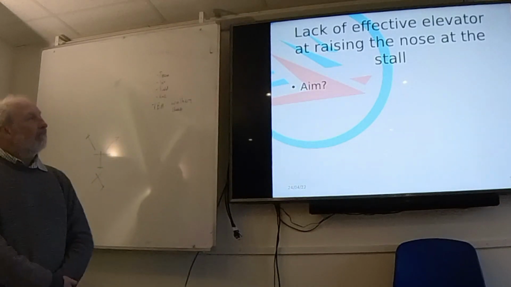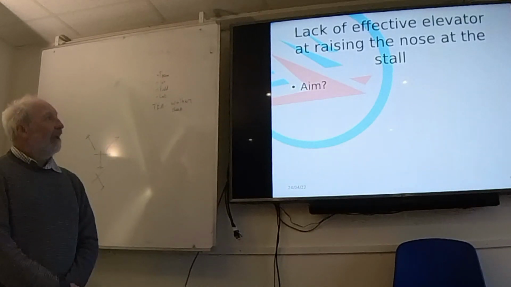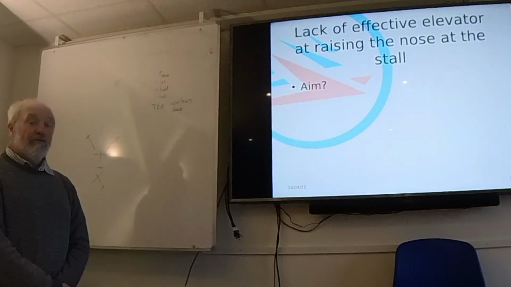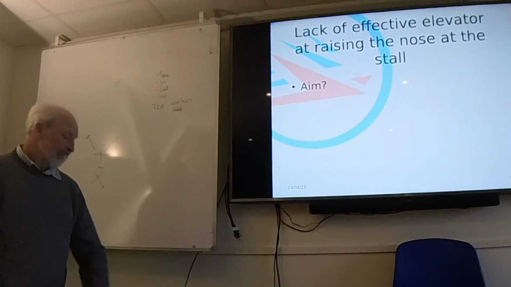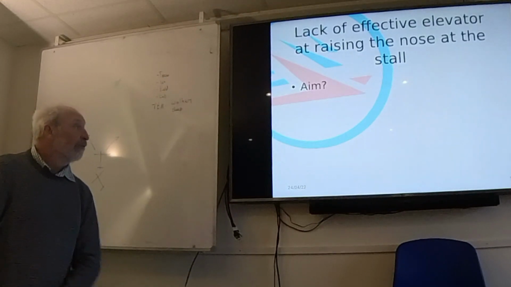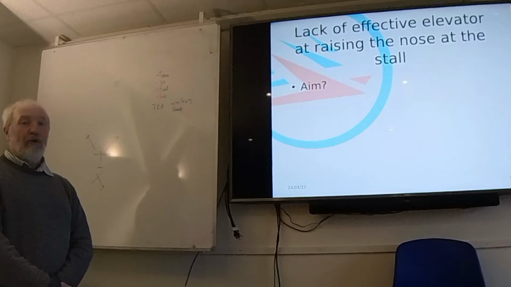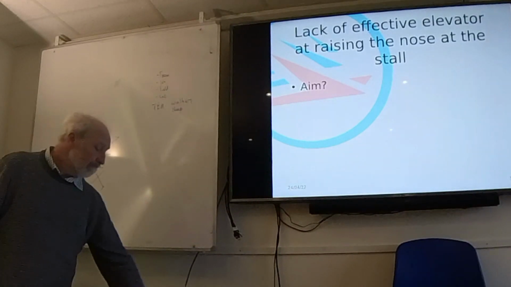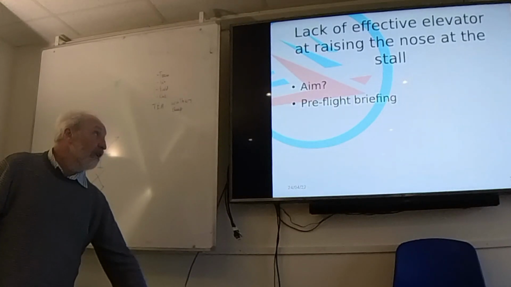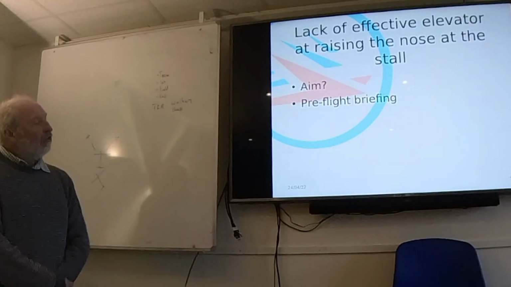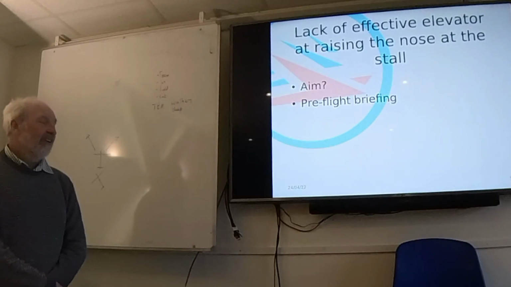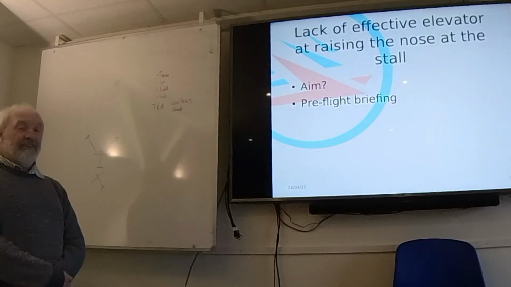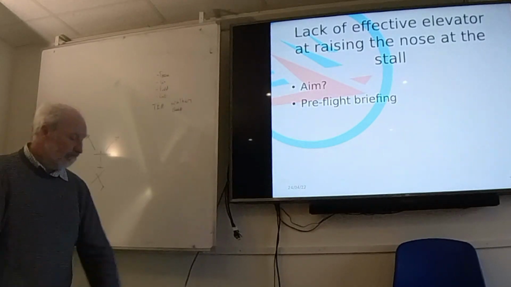Okay. Second exercise is the lack of effective elevator at raising the nose at the point of the stall. This is a simple reinforcement exercise. It's to reinforce the fact that if the nose is going down and you cannot raise it with the elevator, the glider is probably stalled. Pre-flight briefing. Just recap the stalling symptoms and the final stall symptom: that the elevator is ineffective at raising the nose at the point of the stall.